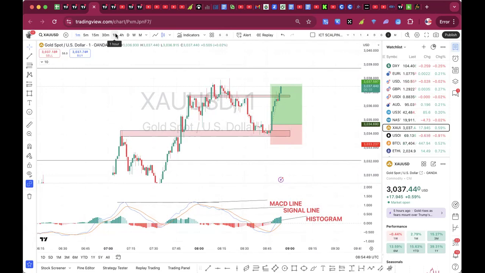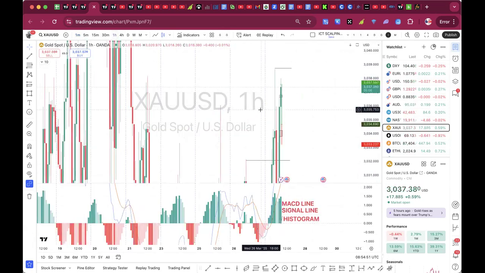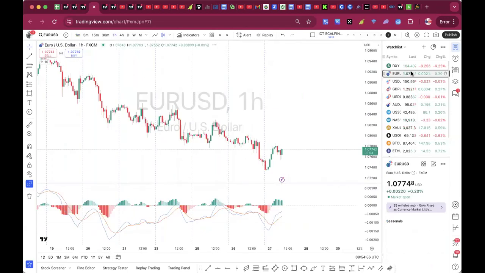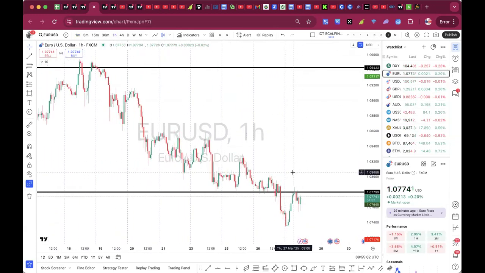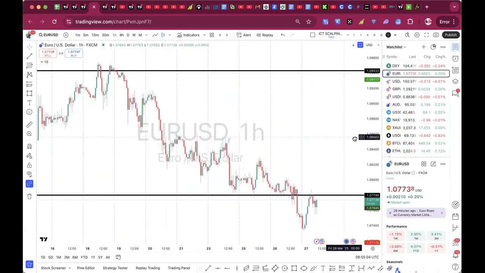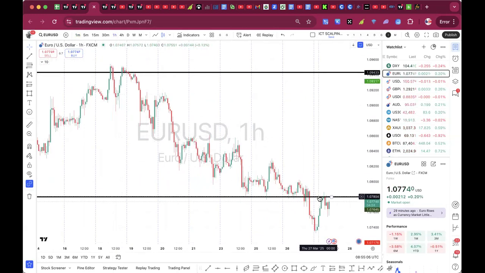A day trader is going to use 1 hour. So perhaps let's use another instrument. Let's look at EURUSD. A day trader is going to use 1 hour. Okay. So let's close all of this. Good. This is massive. Now, this is a key level to key level for me, right? This is the 1 hour time frame, and this is a key level to key level.